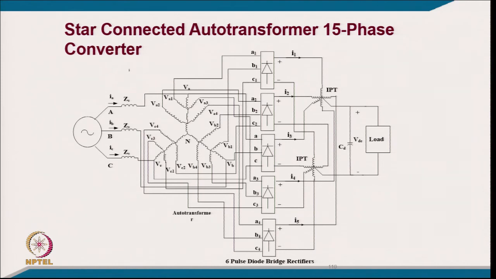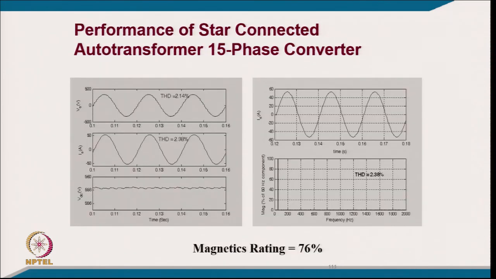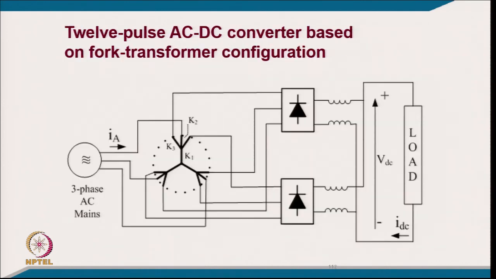You again have to use an interphase transformer so that all are conducting, but if you are not using the interphase transformer, only one bridge will conduct. So, that also will distribute the current equally among all, and you are able to get 30 pulse. 15 phase means 30 pulse, but the magnetic rating is increasing, 76% in spite of the auto connection. And TAD of course, here you can see, is of the order of 2.38% for voltage and 3.38% for current, and here you are able to get a well accepted THD as far as the 30 pulse converter is concerned.